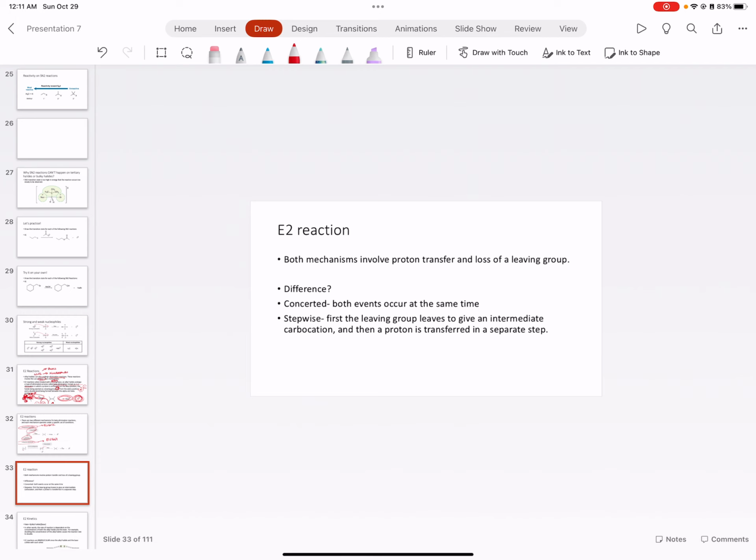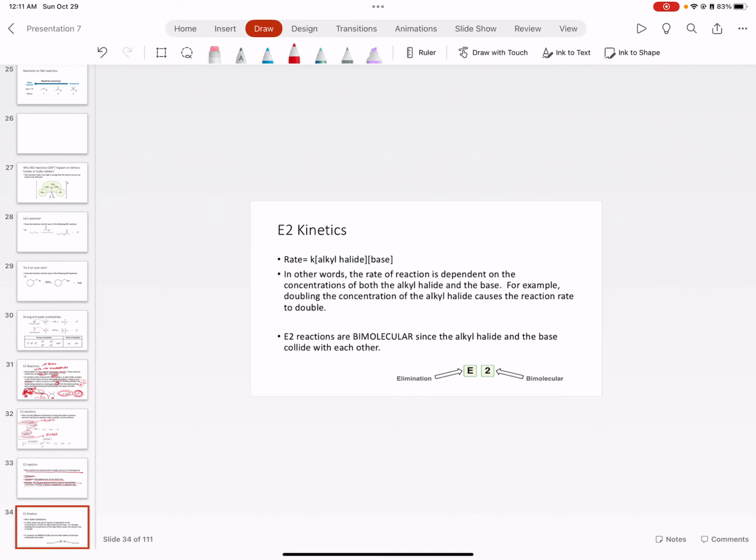So in E2 reactions, both mechanisms involve proton transfer and loss of the leaving group. The difference is that in the concerted mechanism, both events happen at the same time. But in the stepwise mechanism, the first thing that happens is the loss of the leaving group to give an intermediate carbocation, and then a proton is transferred in a separate step.